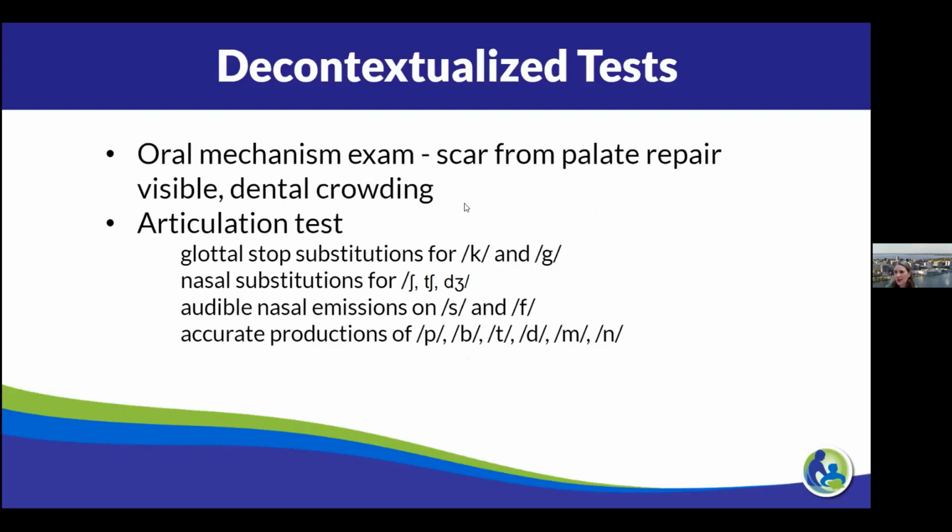You also see that she's got a scar from her palate repair, some visible dental crowding. Again, you find the same things on the articulation test that you found in the speech sample. So we've got these glottal stop substitutions, which would be considered a compensatory speech sound error. We've got nasal substitutions, which could be velopharyngeal mislearning, could be a compensatory error. Audible nasal emissions on these, but then she's got accurate productions of these, and these are produced with good oral pressure.